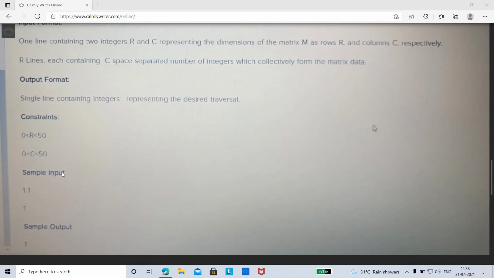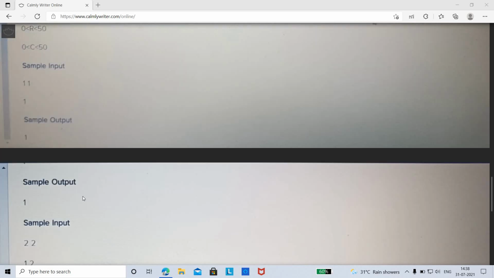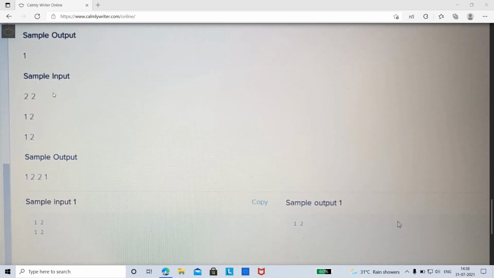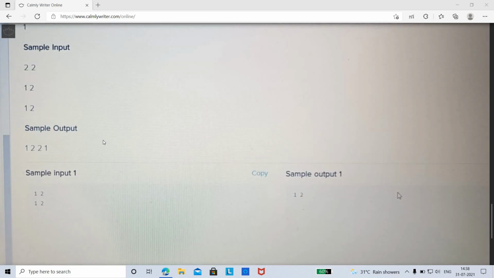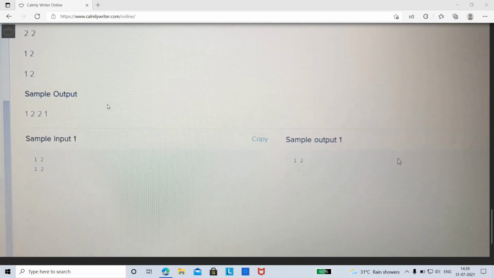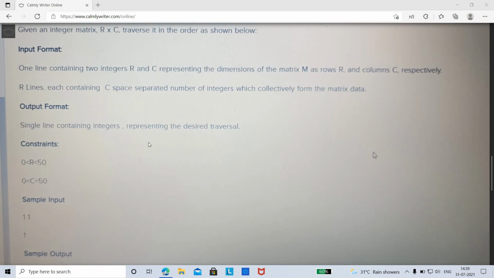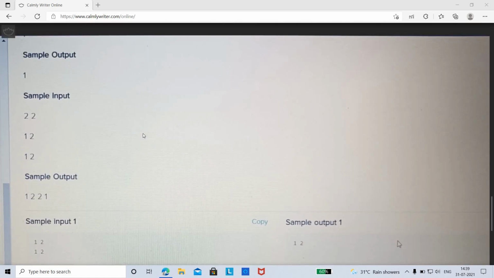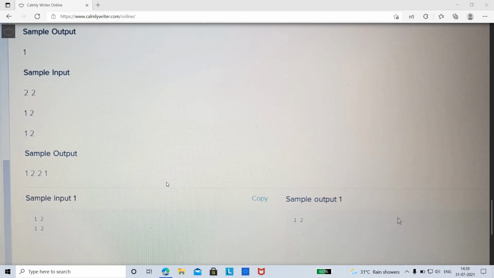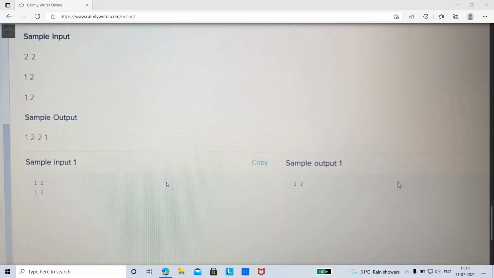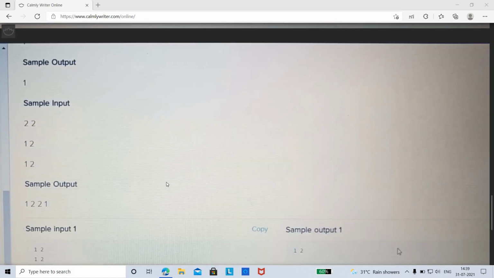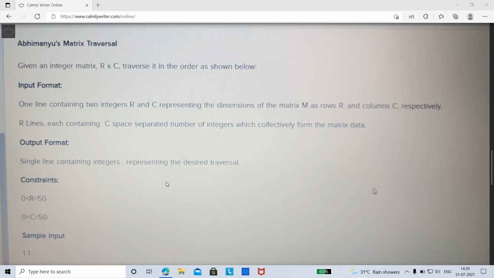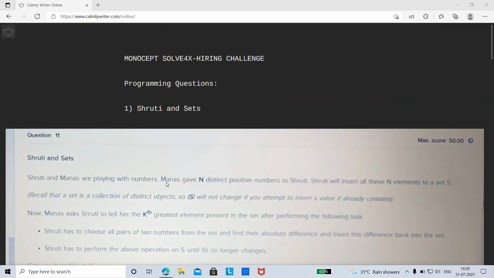Here you can see the sample input as well as the sample output. The first thing is there will be a matrix, so you need to traverse that matrix. You can traverse the matrix in either diagonal form or spiral form. You need to display the traversal of the matrix. So this is a simple question that was asked in Monocept.